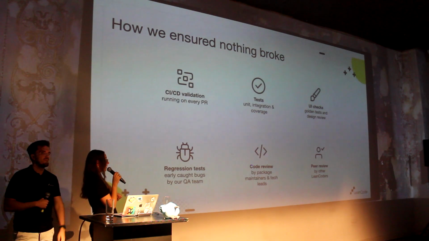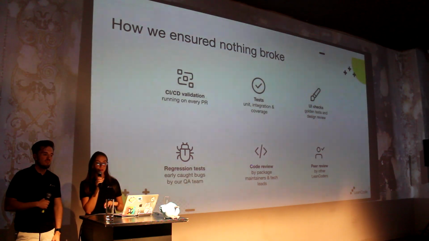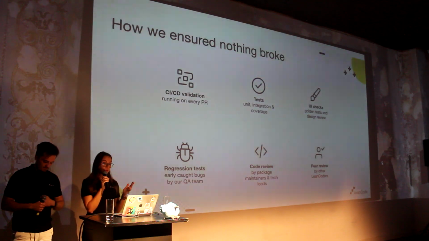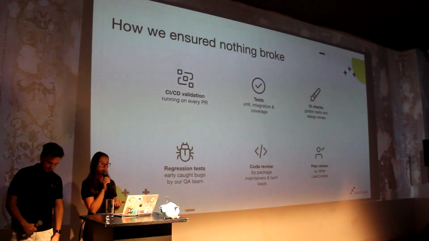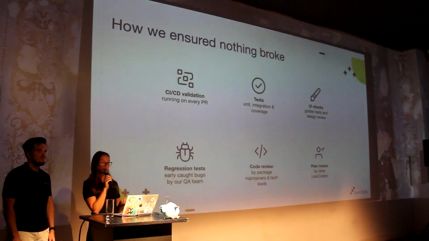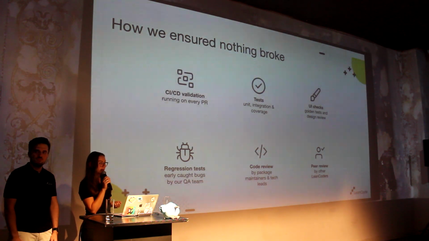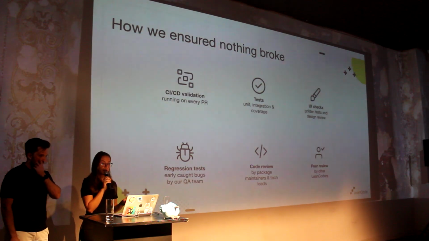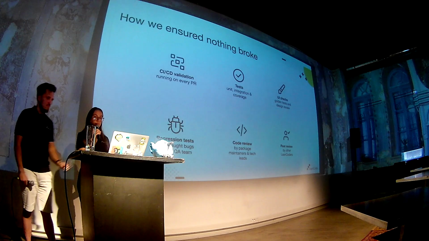Third, of course, UI checks, mainly through golden tests. It was really helpful with the design system changes. We could compare the screenshots to see if there were any inconsistencies. And our designer would also review these changes to make sure everything looked right.